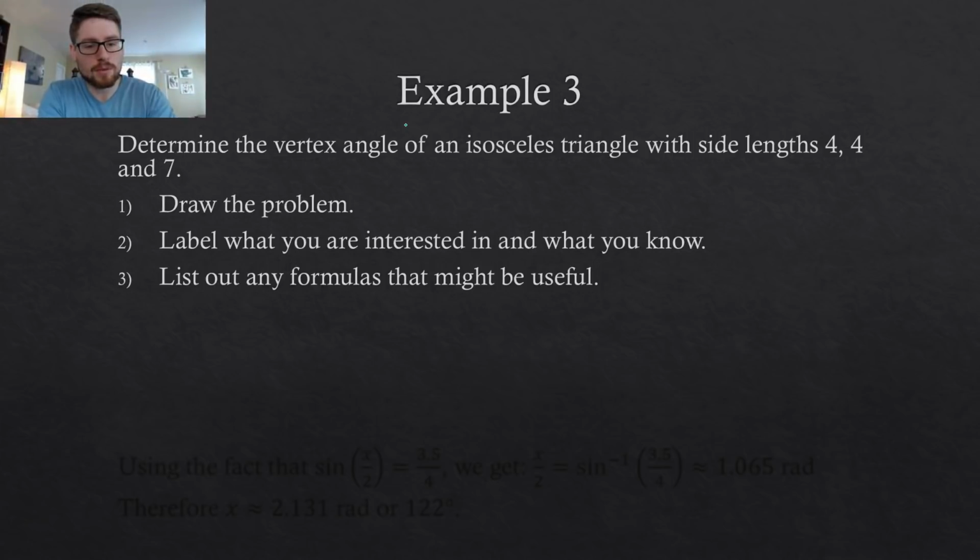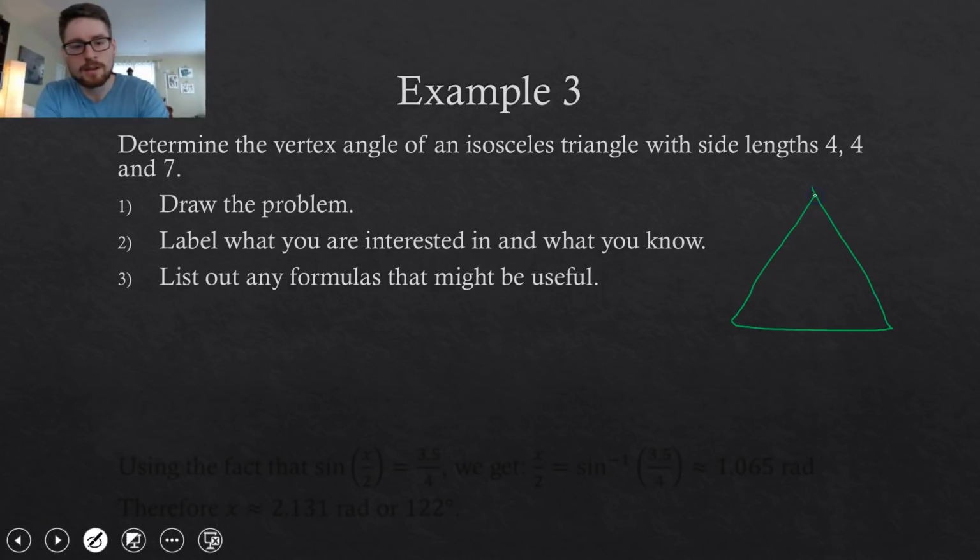Okay, so let's draw the problem first. So we've got an isosceles triangle. This side is 4, this side is 4, and this side is 7. So boom, draw the problem. We've started labeling. We want the vertex angle, which is this angle up here, x. That's the angle we're interested in. And what we know, okay, we know those sides are 4, 4, and 7. We're going to list out some formulas that might be useful.